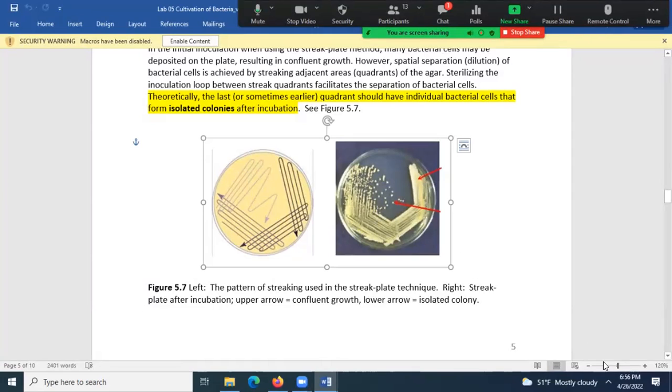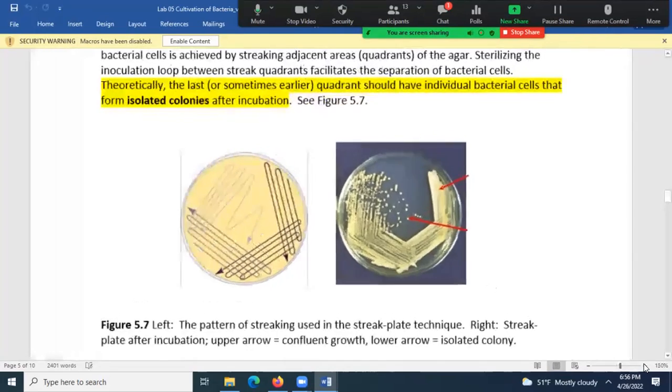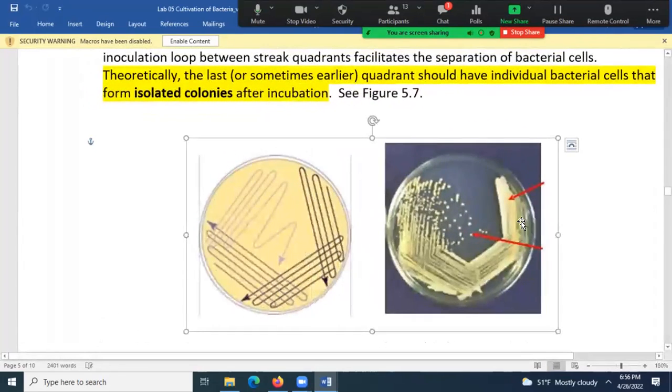It doesn't matter where you get the isolated colonies. It could be quadrant 1, quadrant 2, quadrant 3, or quadrant 4. In this case, it's in quadrant 4. And where you have an isolated colony, we can say that that isolated colony has at least a 70% chance that it is a pure culture.